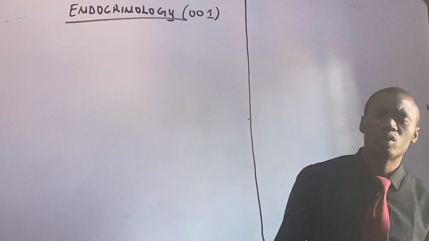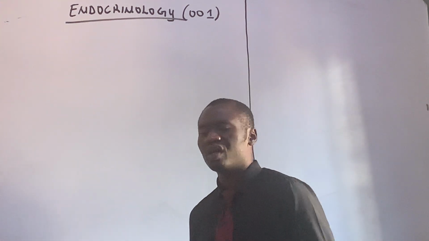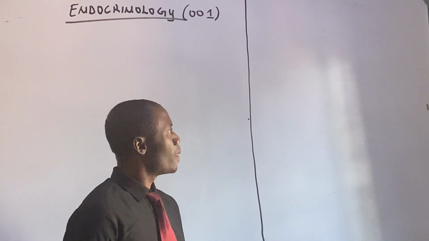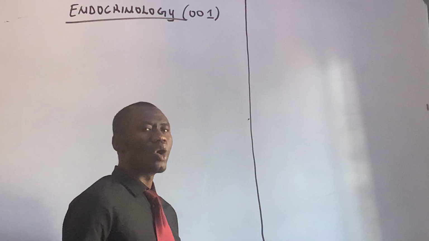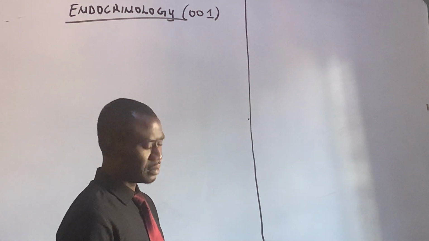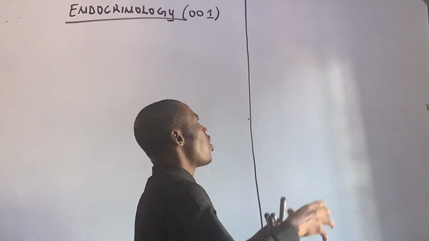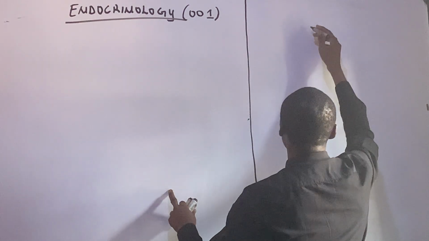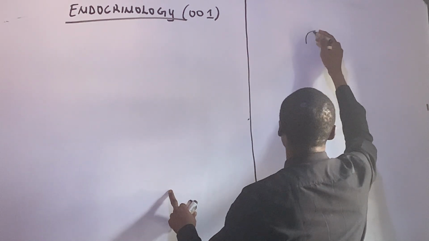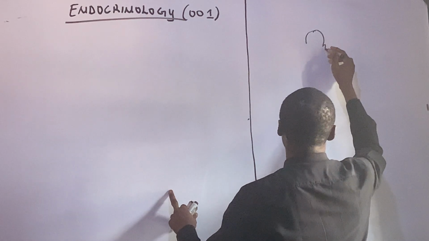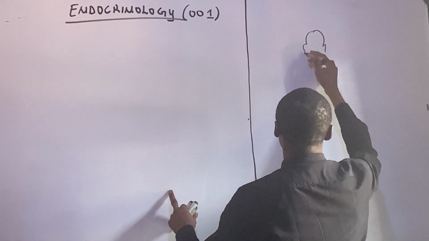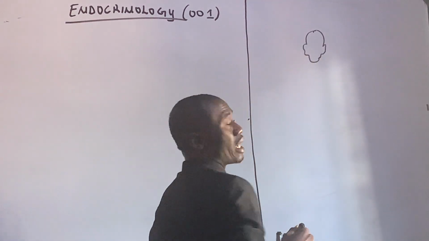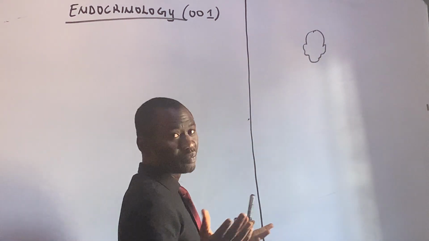In today's class, we'll be looking at endocrinology, an introduction to endocrinology. We'll talk about the study of the endocrine system. We'll begin to look at the whole concept of the endocrine system, and we have to draw this diagram that looks like a human, although not a human, just a prototype.